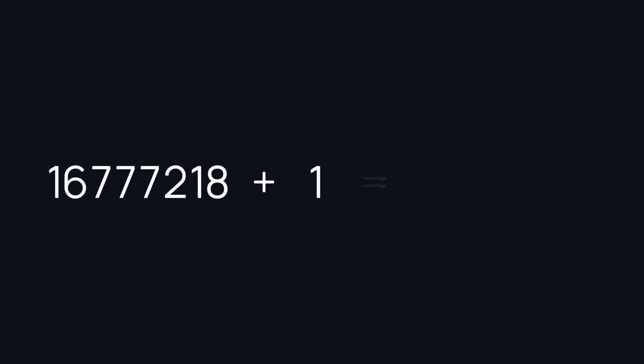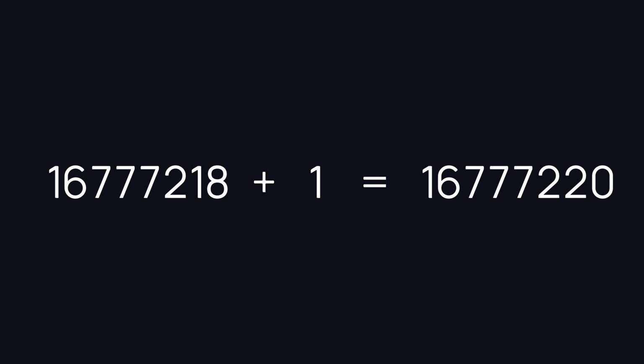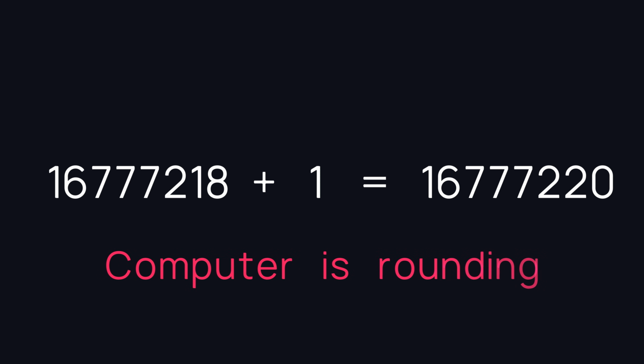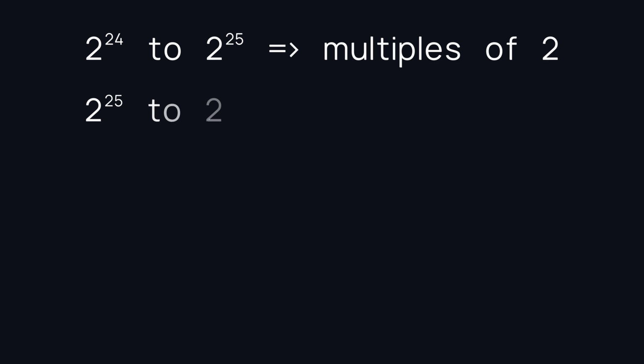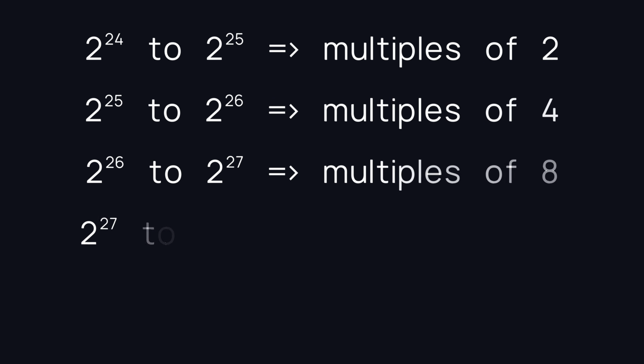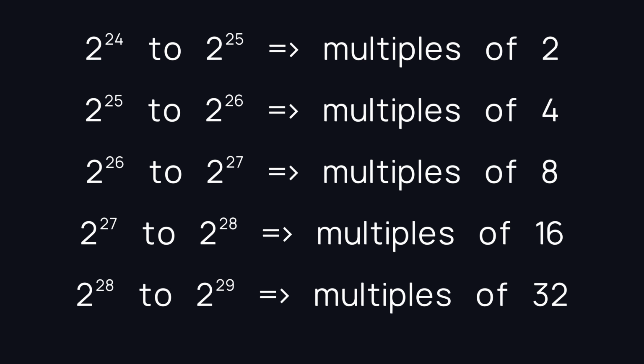But now you might say, okay, for the next number we looked at, adding 1 shouldn't change it either. So why does it increase by 2 instead? The answer to this is the computer isn't simply discarding the extra bits, it's rounding. By now you have probably noticed a pattern. From 2 raised to power 24 to 2 raised to power 25, only multiples of 2 can be represented exactly. From 2 raised to power 25 to 26, only the multiples of 4 can be represented, and so on.